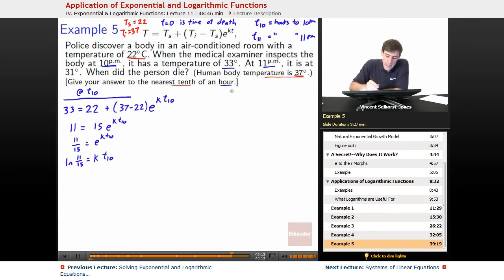So let's look at the 11 p.m. hour. So at t sub 11, right? That's not t equals 11, that's t sub 11, which is just the name that we gave to the number of hours after the time of death when it gets to 11 p.m. So how many hours after death is 11 p.m.? So at t sub 11, we've got a temperature of 31 degrees at 11 p.m.